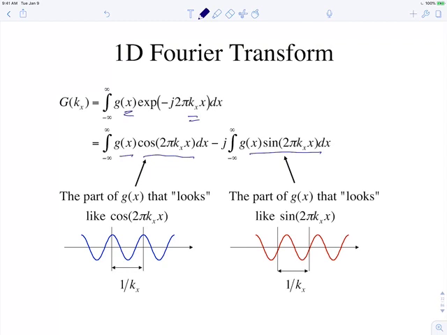If g of x looks like cosine 2 pi kx over x, then this integral will tend to have a large value. If it doesn't look like that frequency, it will tend to have a lower value. The nice thing about this notation is we don't have to carry around the cosine and the sine. We can just carry around the complex exponential.